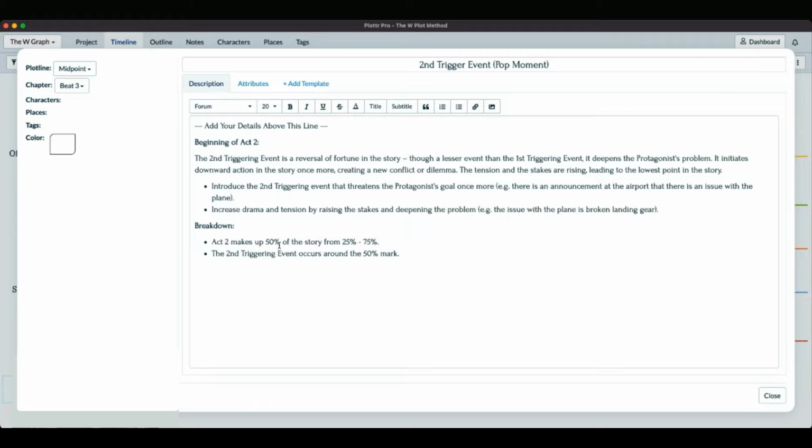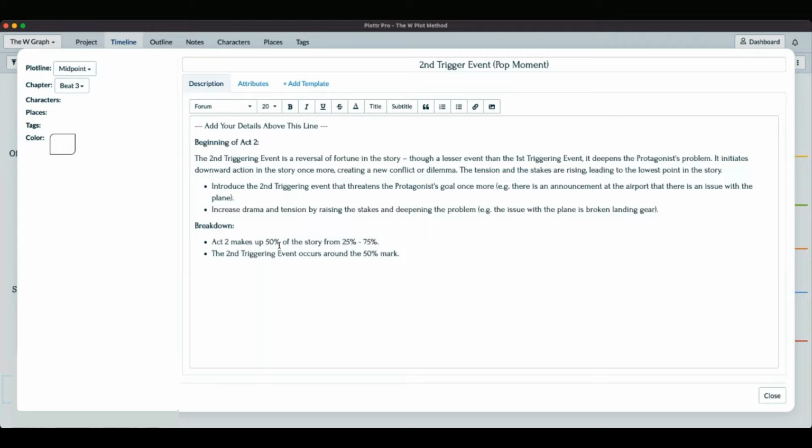It's a reversal of fortune in the story. Maybe it looked like the couple was going to get together, but one of them had a job transfer that sent them off to Paris, and the other one is stuck in London. And it looks like there's no way that the two are going to get together. It deepens the protagonist's problem or the romance problem. It's something that makes it more likely that the couple is going to stay apart, something that makes it more likely the detective is going to solve the mystery.